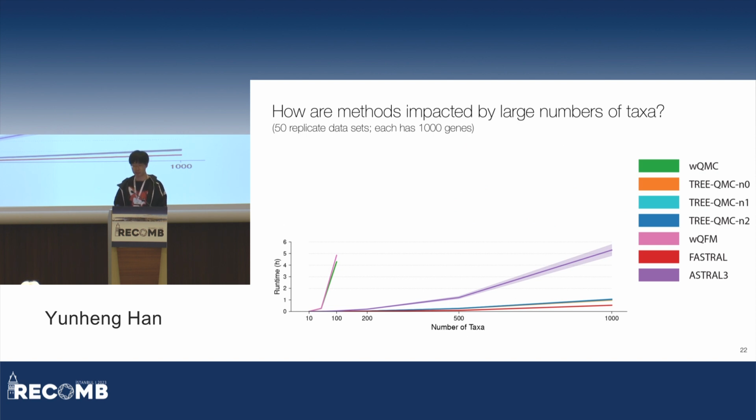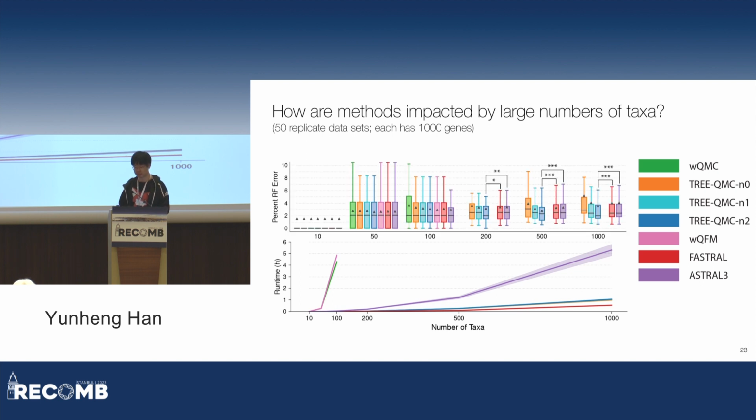In terms of the number of taxa and how this number affects the efficiency and effectiveness of the algorithm, we found that our method TREE-QMC is not only more efficient than the method based on a set of quartets, it is also more efficient than the actual method. We observed that it is also more accurate, especially when there are more taxa in the data set.